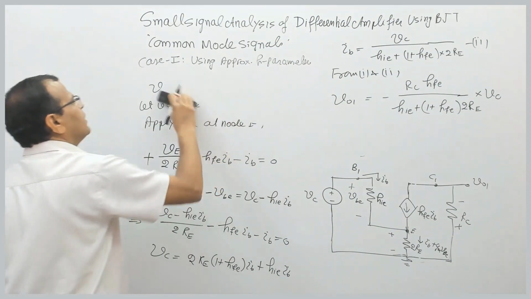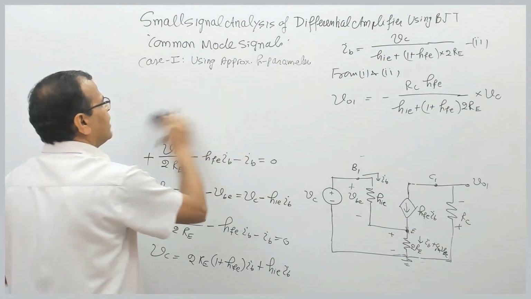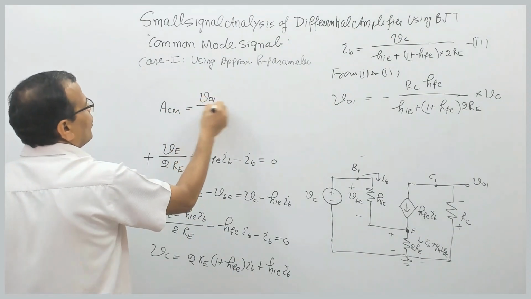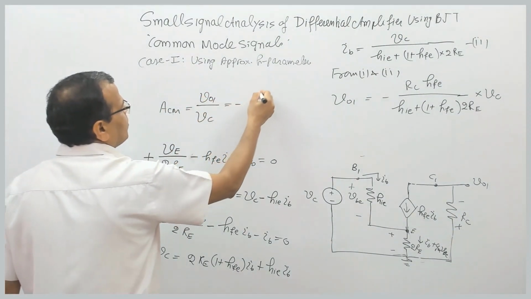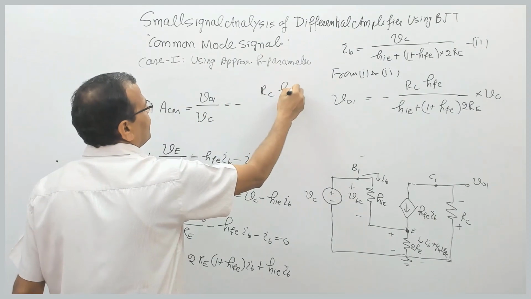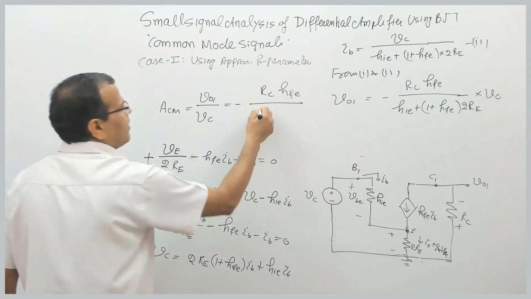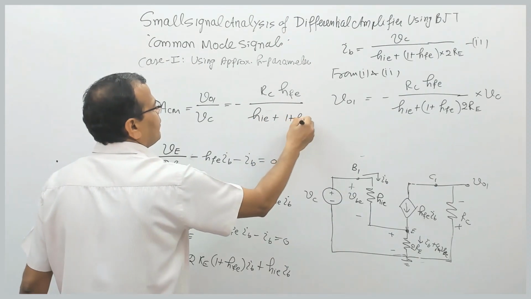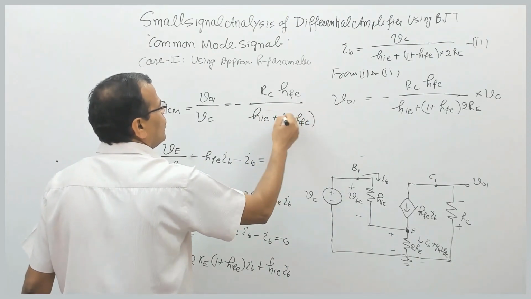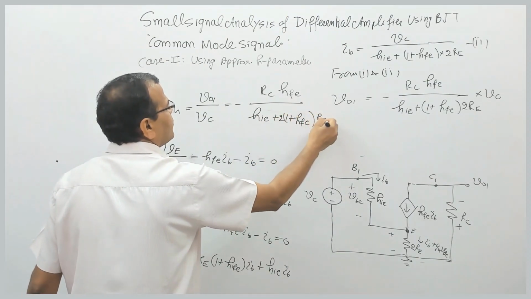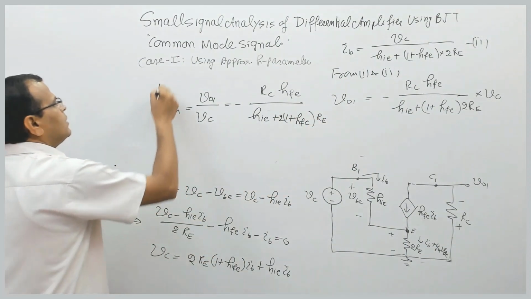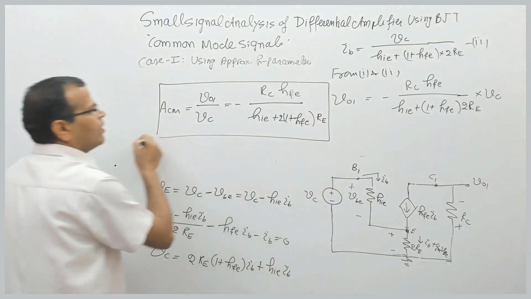Or of course you can write the gain here. So what do we get? Gain of the amplifier, that is common mode gain of the amplifier ACM is equal to V01 by VC, that is minus RC HFE divided by HIE plus 1 plus HFE into twice RE. Fine. So this is the common mode gain for transistor Q1.